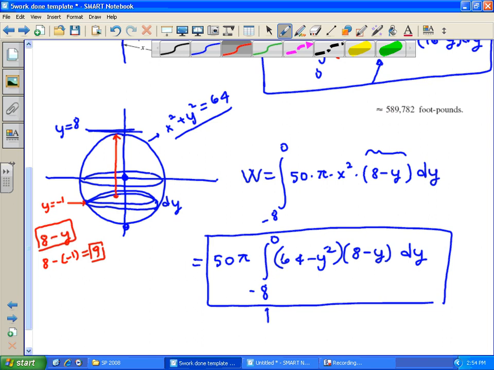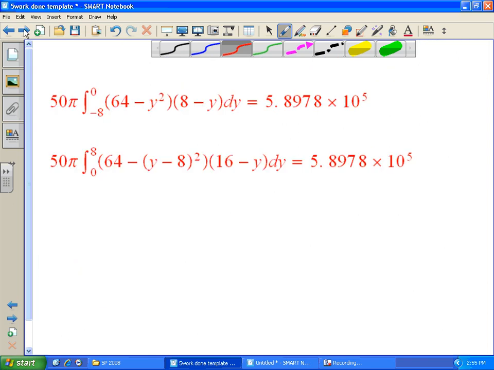Finally, I had them both on the same page for your convenience, and there they are. If you evaluate them, you will find they both give the same final answer.